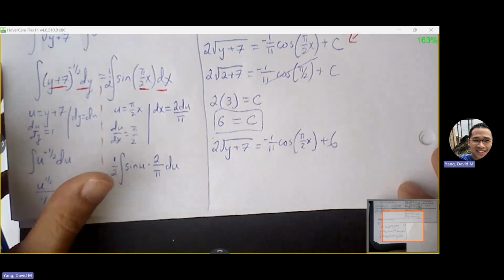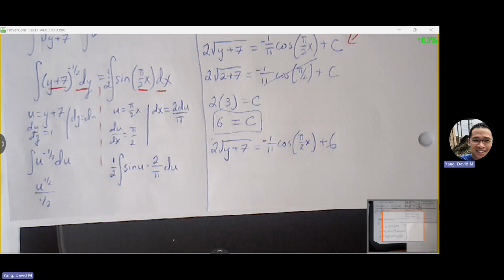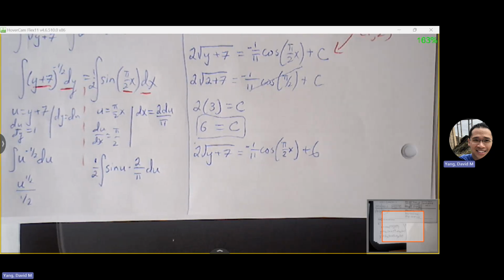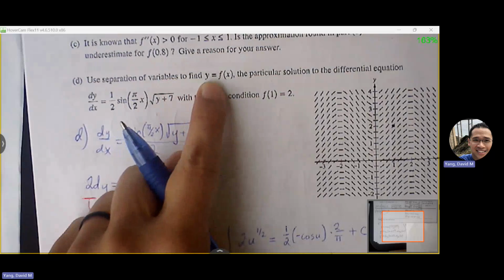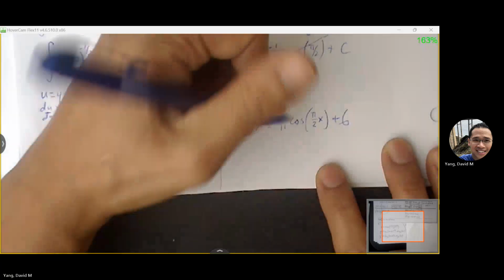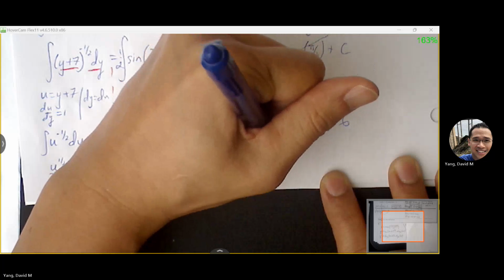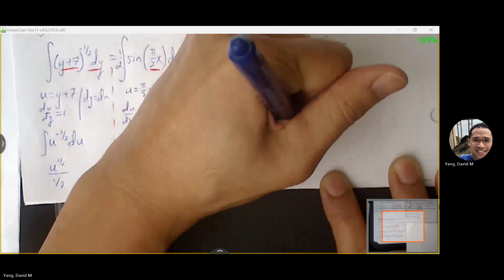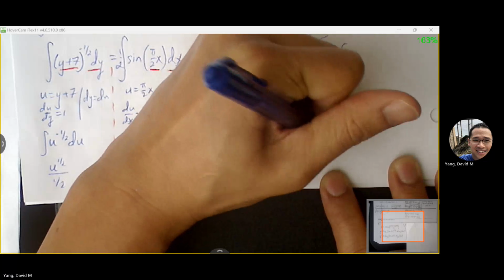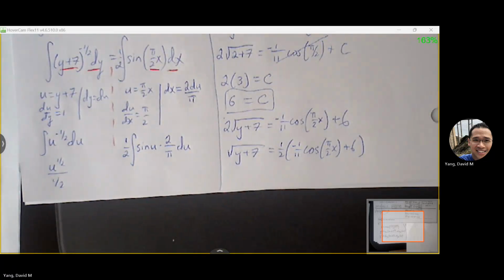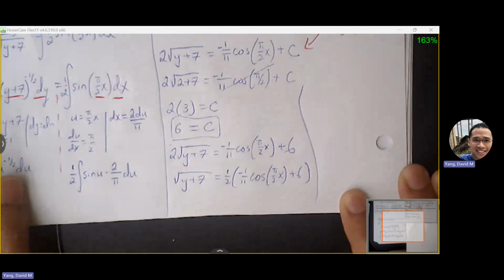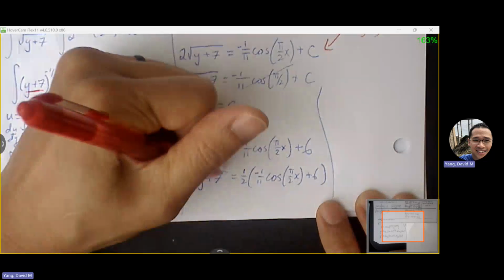Do we always have to make y separate and totally open? That's right. At the very end, you should always do that, because it says, use separation of variables to find y equals. Final step, square both sides.